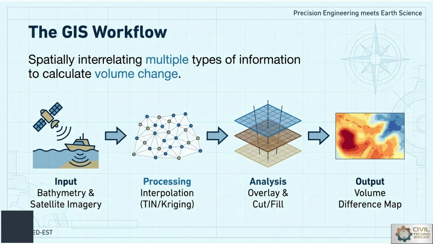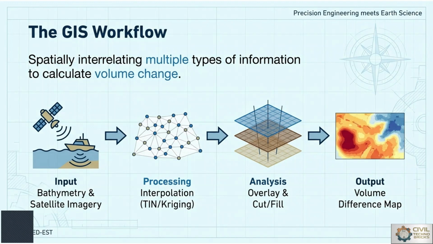Surface modeling, which is the actual processing technique based on interpolation. Sensors only collect the individual points, but engineers use mathematical processing techniques like the triangulated irregular network. These methods interpolate the gaps between known data points to create a continuous, smooth digital surface of the terrain.